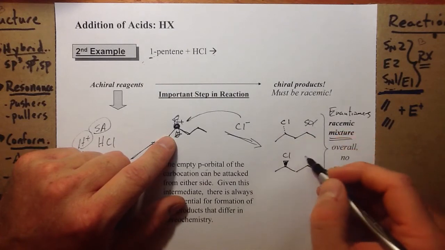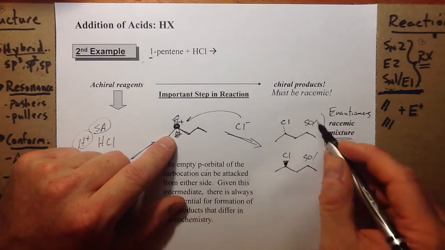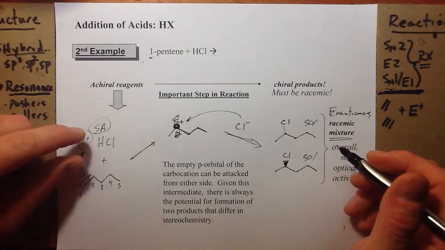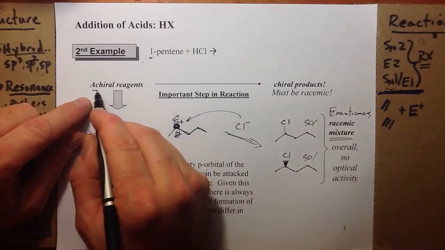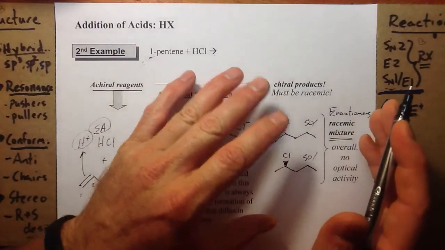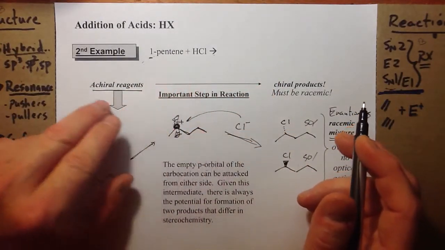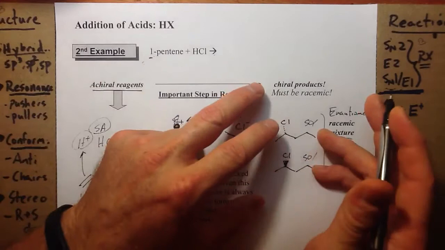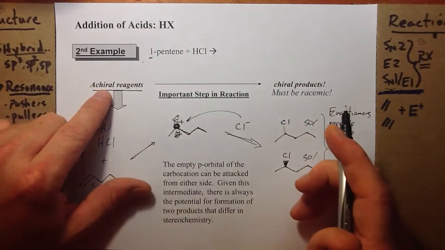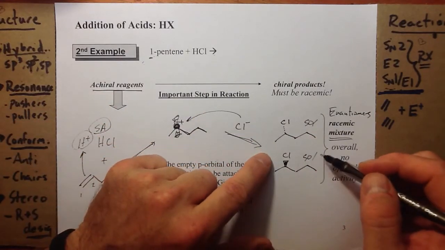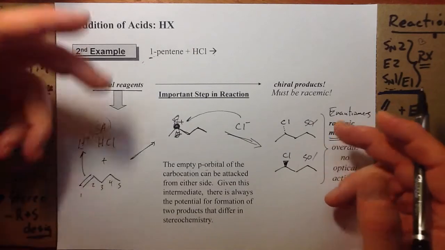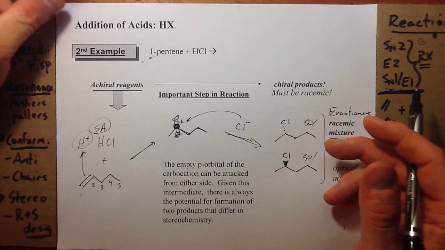Enantiomers that are in a 50-50 mix is called a racemic mixture. We must have that if we start off with achiral reagents. Achiral, meaning not chiral, cannot give us chirality. So you either have two options. Achiral reagents give achiral products as formed, or achiral reagents give us a racemic mixture. We're going to talk more about this as we go on in these two remaining presentations on alkenes.